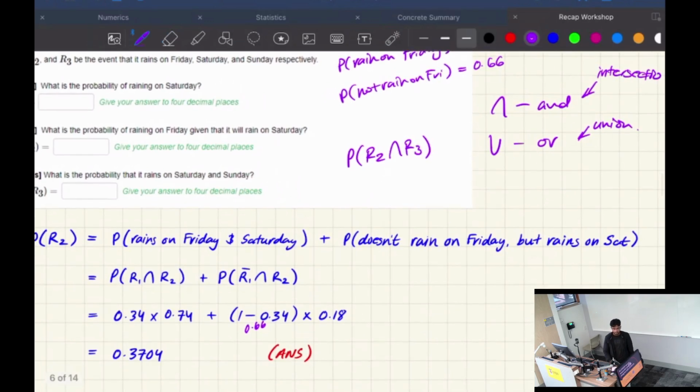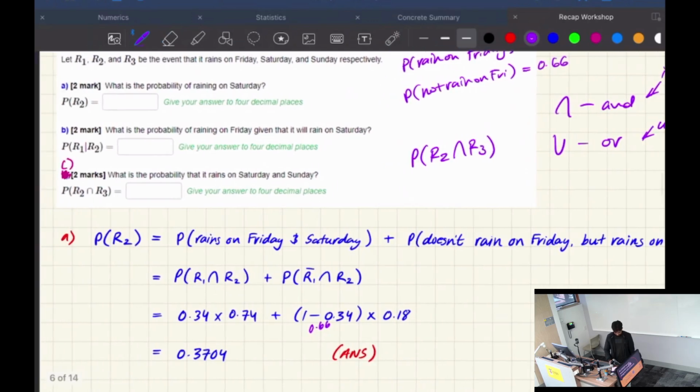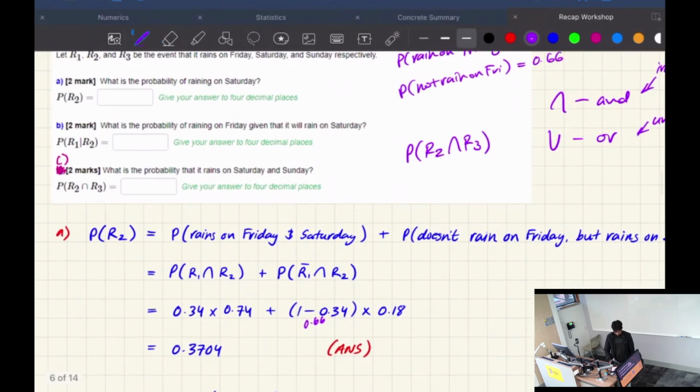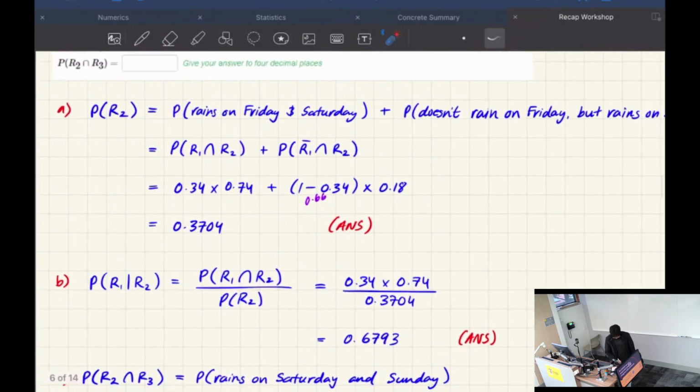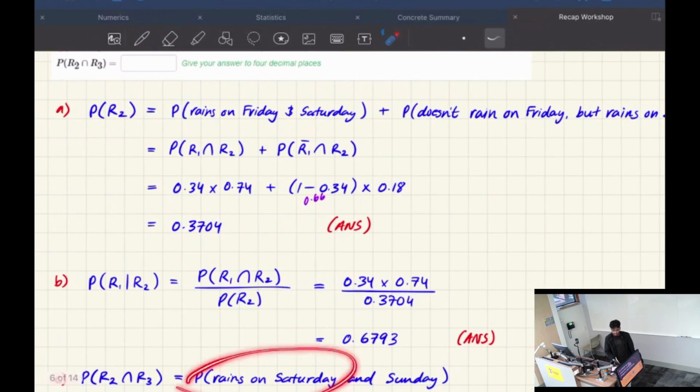Wouldn't it be easier to write it the other way, so that you can divide by P of R2? We don't need to. This is not conditional probability. Make sense? So we don't need to do what we did earlier. We don't need to divide by the probability of Sunday. So this is the formula that we're going to use: the probability that it rains on Saturday and Sunday.